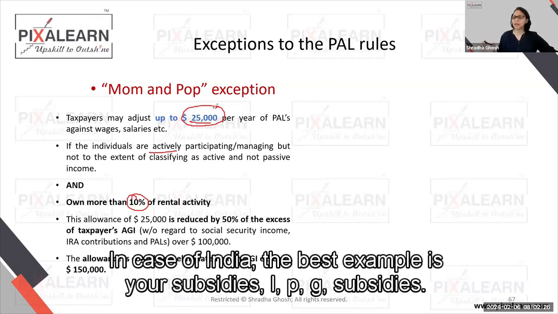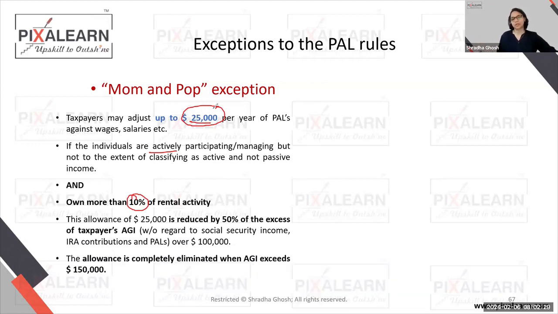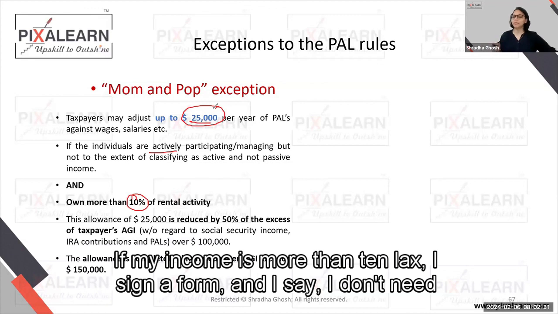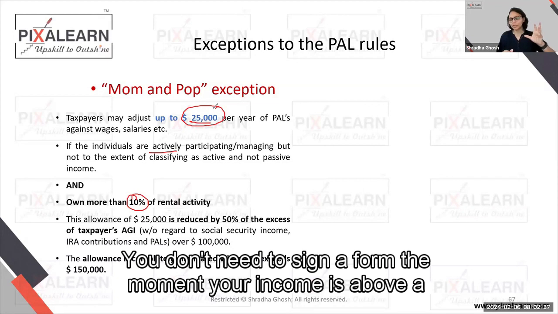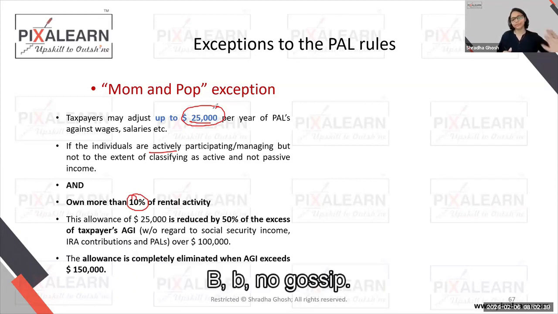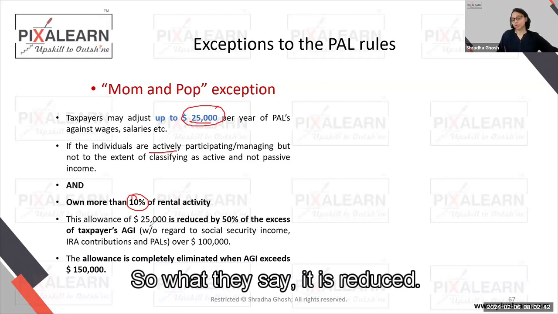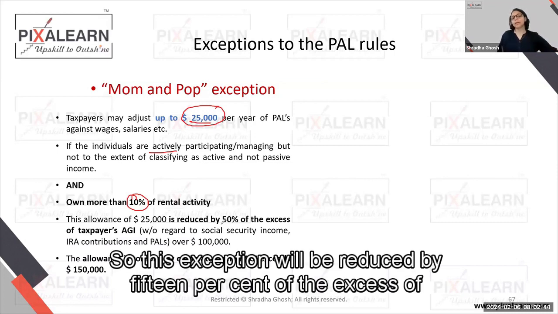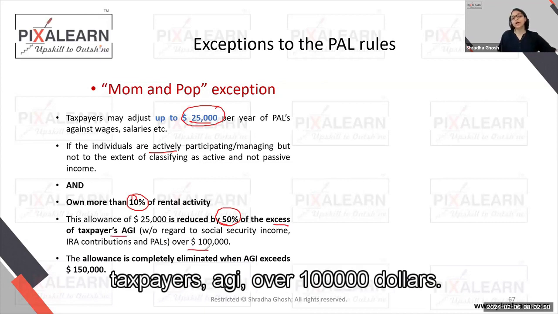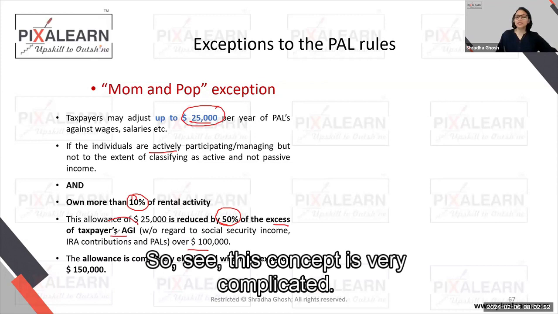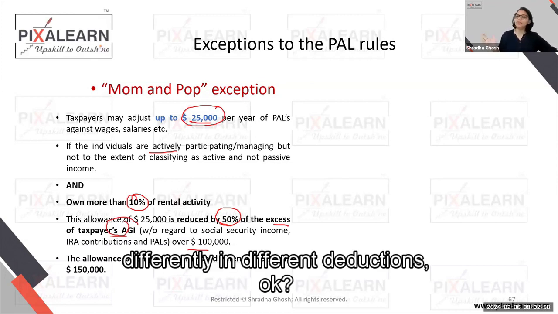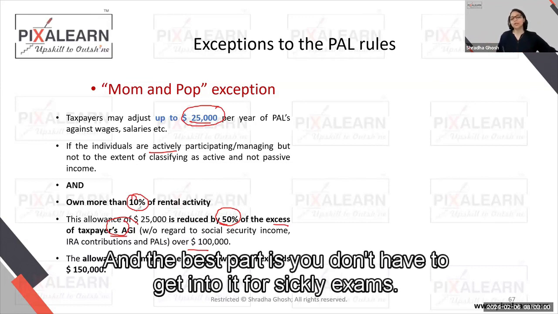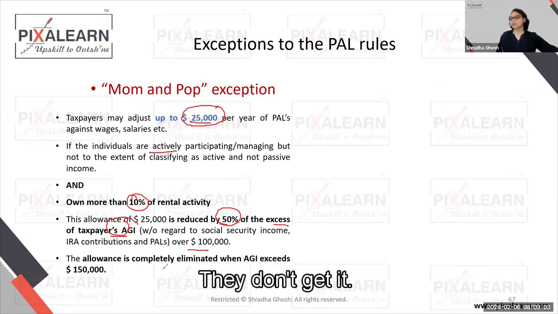In case of India, the best example is your subsidies, LPG subsidies. If my income is more than 10 lakhs, I sign a form and I say I don't need the LPG subsidy. Here, you don't need to sign a form. The moment your income is above a particular threshold, beep, beep, beep, no passive. So what they say is it is reduced. This exception will be reduced by 50% of the excess of taxpayer's AGI over $100,000. See, this concept is very complicated. They will define AGI differently in different deductions. The best part is you don't have to get into it. For CPA exams, they don't get that deep.